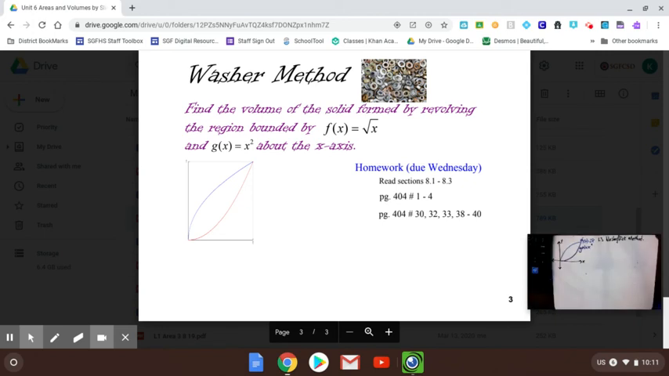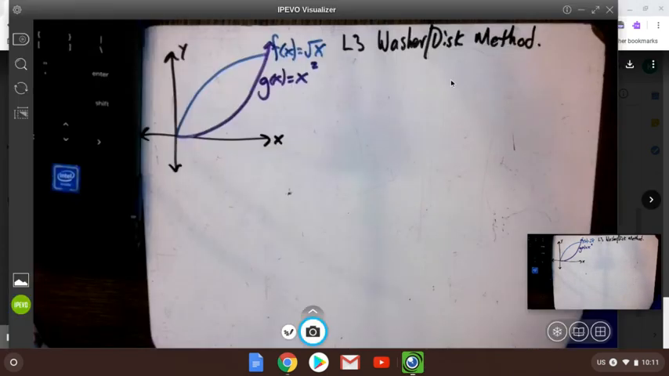These are the notes from the other day. Lesson 3, washer and disk. We did everything disk so far. The homework problems that I had you skip were 33, 39, and 40. So I'm going to ask you guys to go through those. I'm going to go over and finish up the notes.